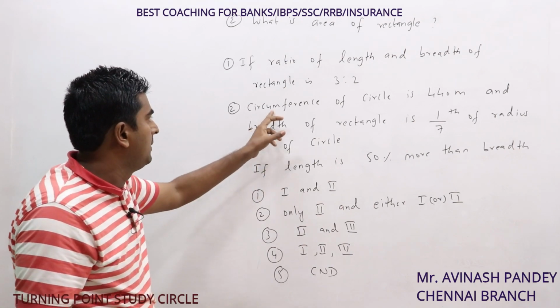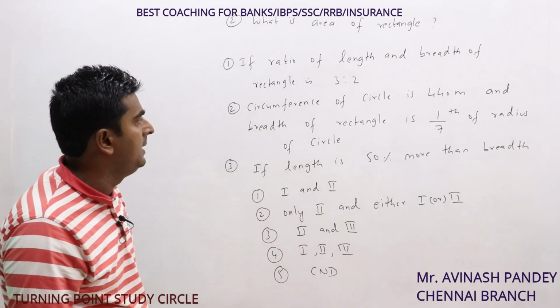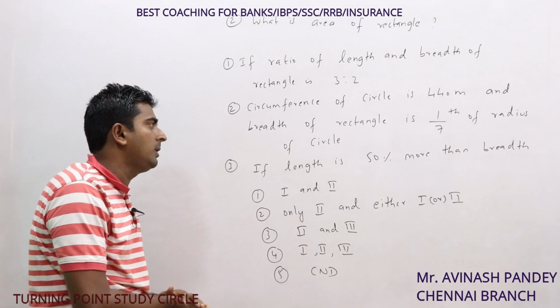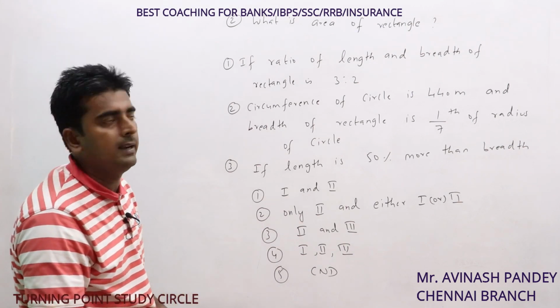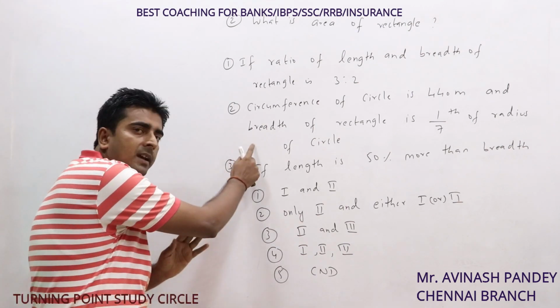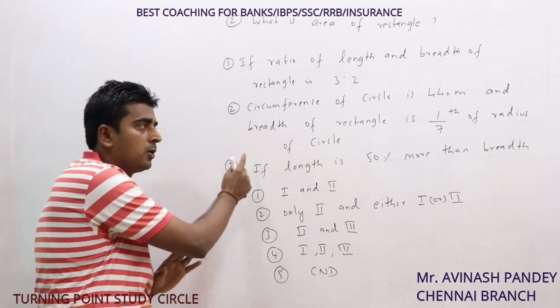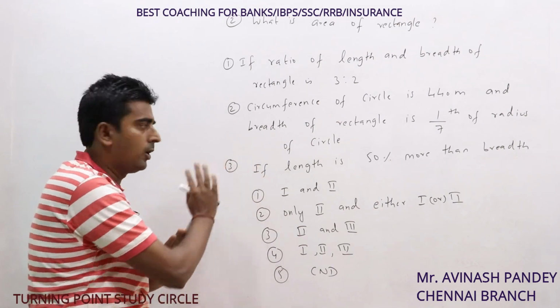Second one, they have given circumference of a circle is 440 meter and breadth of a rectangle is 1/7 of radius of a circle, right? So can you able to solve this question by second statement alone? Of course not, because length you should know, right? Which they have not given you.